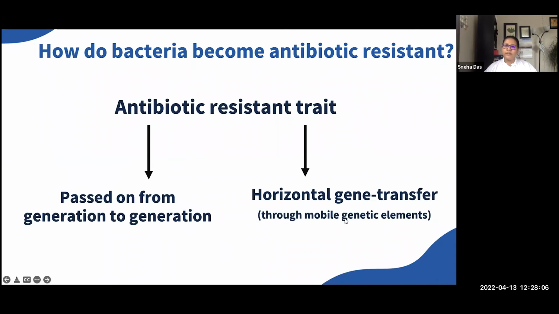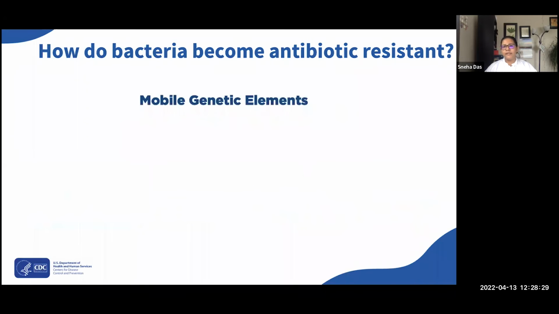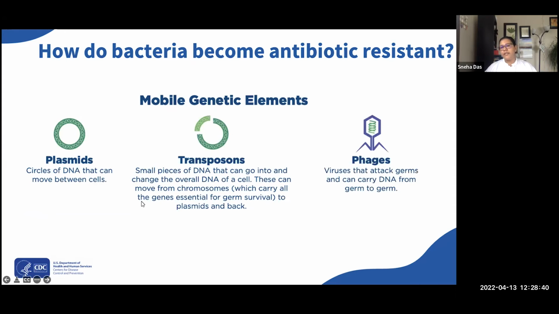And the second one is more interesting, called horizontal gene transfer. In this method, a bacteria like Staphylococcus can pass on its genetic material to a bacteria like Salmonella, for example, even though they are not related in any way. And they do this through mobile genetic elements. So what are mobile genetic elements? Well, they can be of three types: plasmids, transposons, and phages. Phages are viruses that attack bacteria.